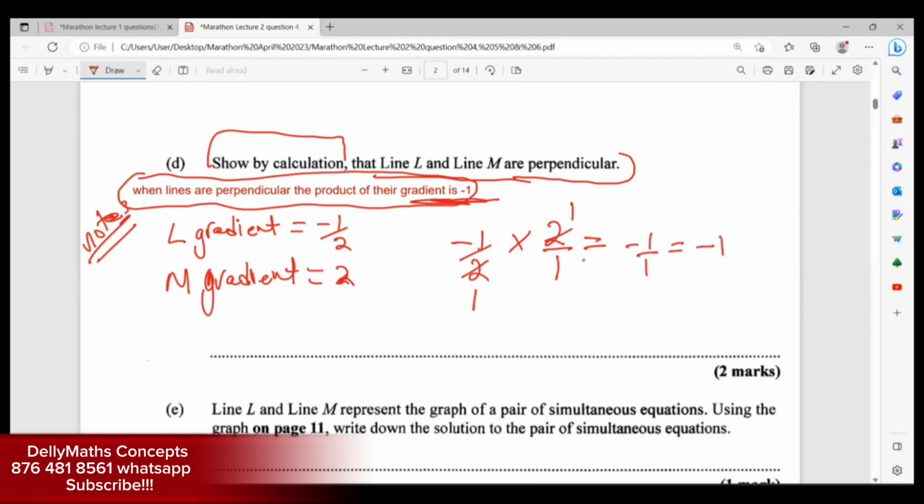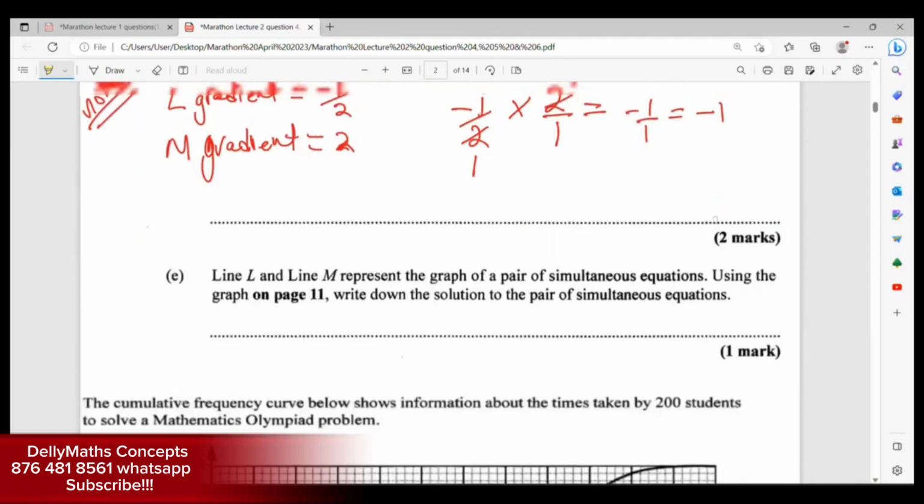That's the proof. So whenever they're going to ask you to prove the perpendicular lines thing, you just need to have the gradient of the 2 lines. If you multiply them, you will always get negative 1. Always. And that only happens if the lines are perpendicular. If they are not perpendicular, you don't get that. So be careful, right? Careful. All right, so that's the proof.